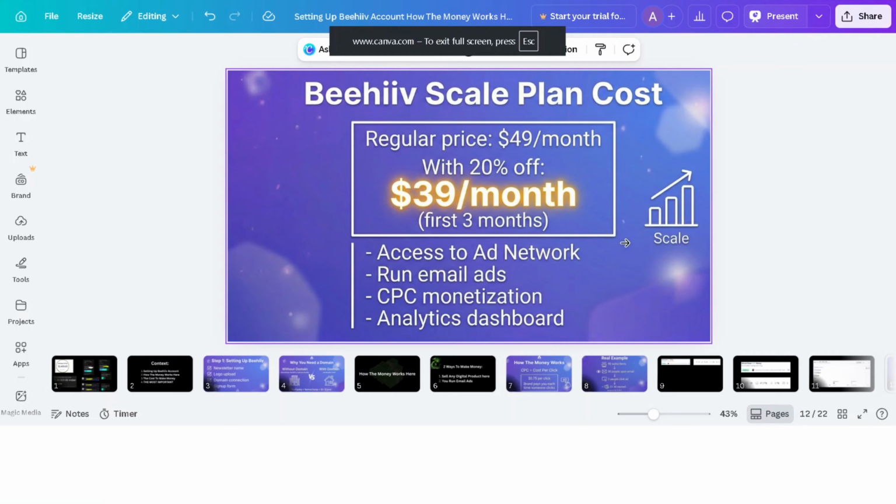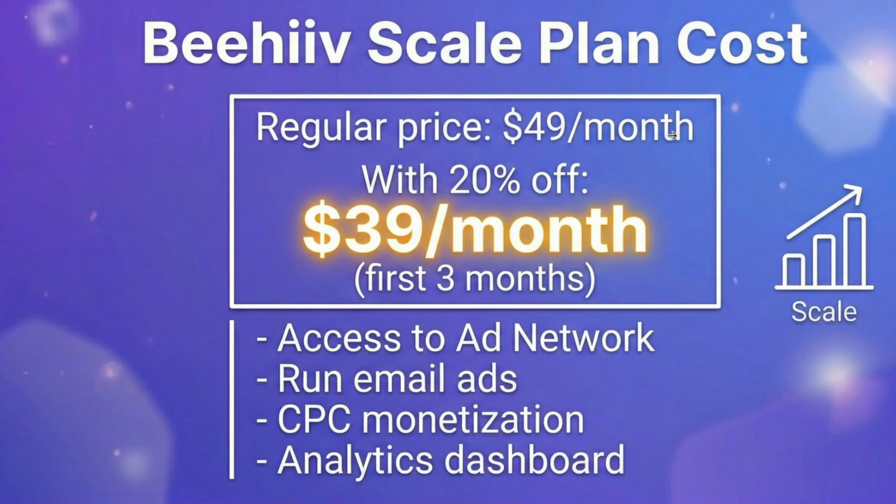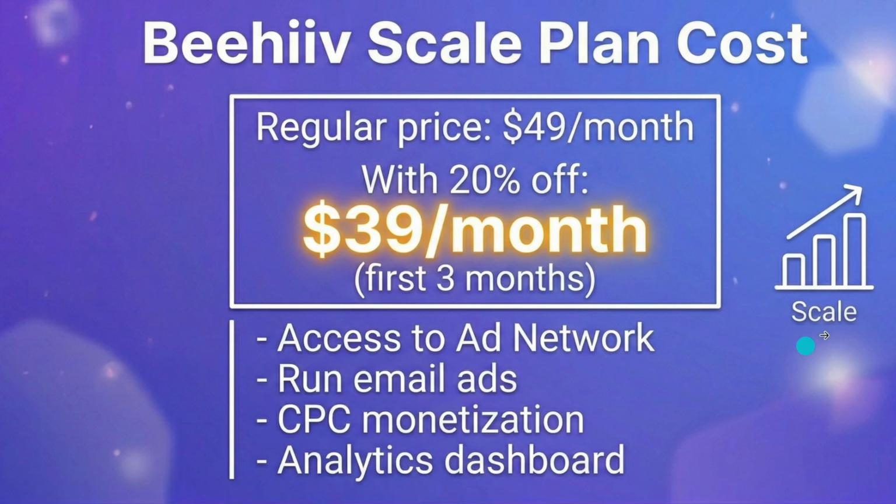Getting to the point, the regular price is $49 per month if you really want to run ads. But if you use my creator link, you will get 20% off for the next 3 months, at $39 per month, to access the ad network, run email ads, and get the CPC monetization and analytics dashboard. It's that easy, and you can scale afterwards.